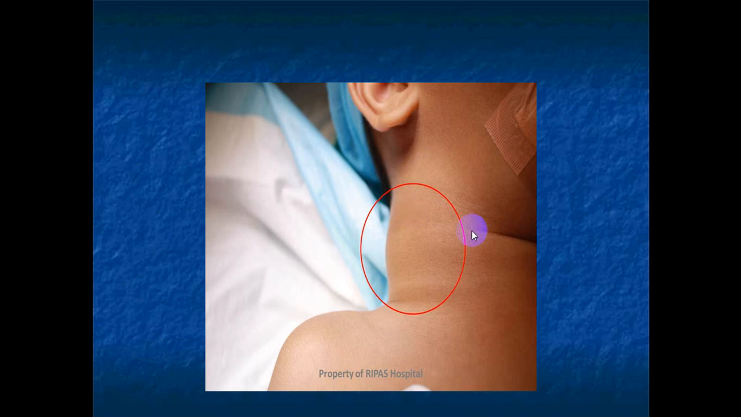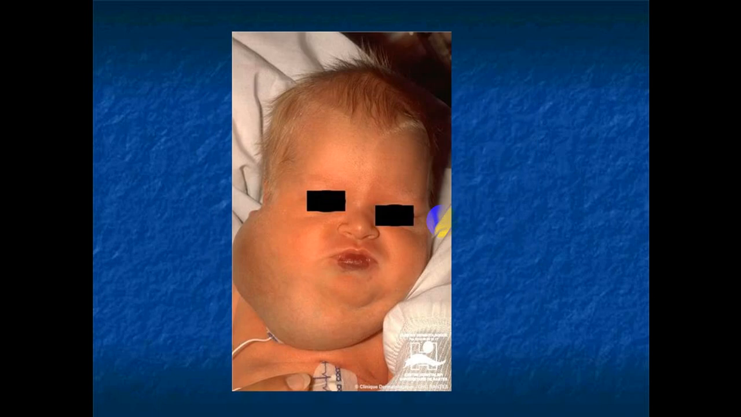This is the typical appearance of a cystic hygroma, which is present in the posterior triangle in neonates, and the positive sign of cystic hygroma is positive transillumination. This is a massive cystic hygroma which can cause an airway obstruction.